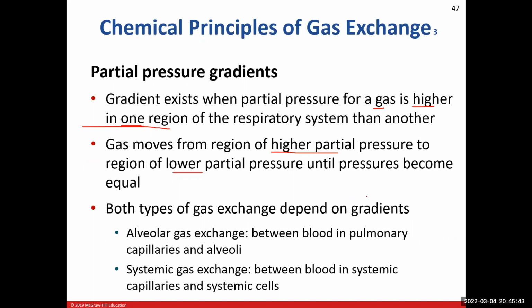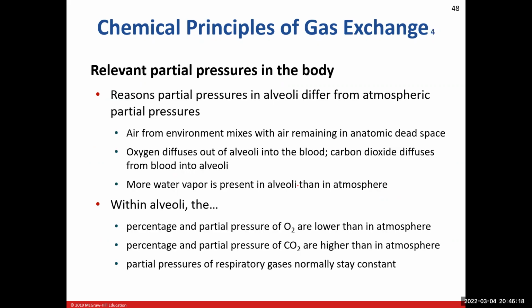So this gas exchange that we're going to see in the lungs is heavily dependent on the gradient that exists there. We're going to see it in two places when we're talking about the respiratory system. We're going to see the exchange of gases in the alveoli and the pulmonary capillaries, and we're also going to see the exchange of gases between the systemic cells and the systemic capillaries. And so we're going to talk about that whole process here.